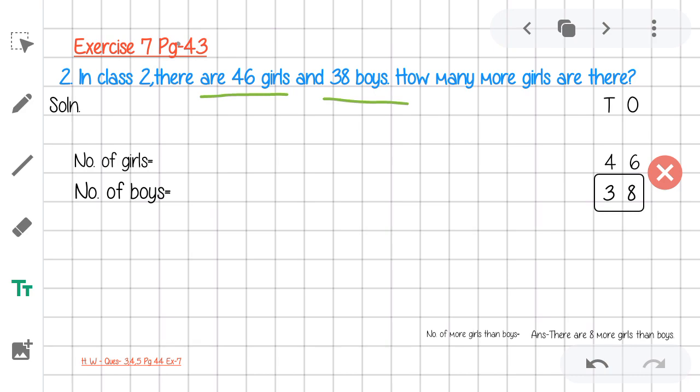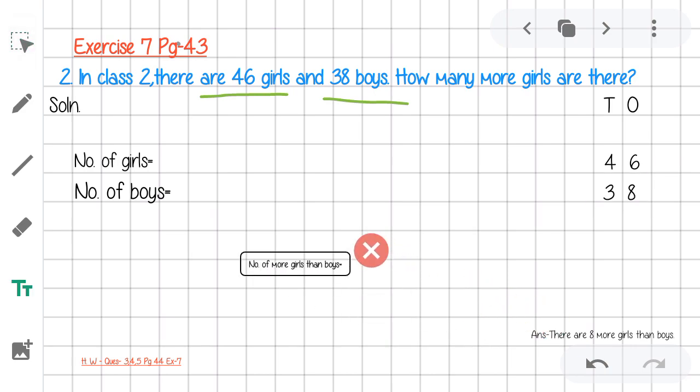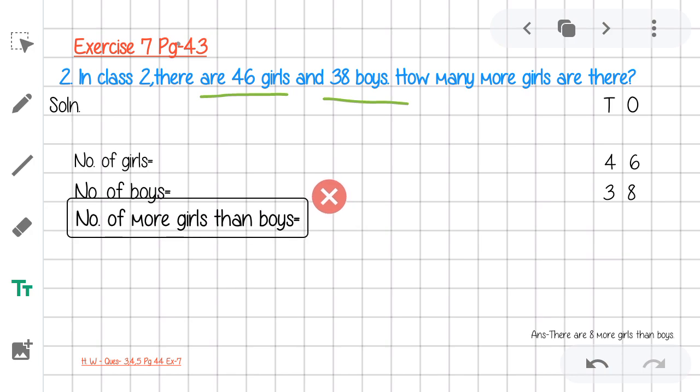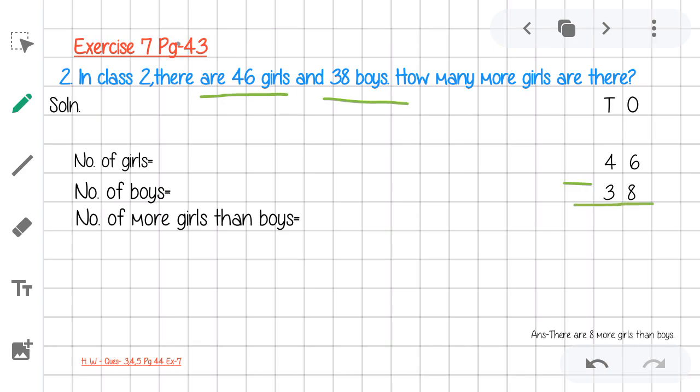Okay. Now we have already seen that we have to subtract here to find the answer. So the third step that we will write is number of more girls than boys. So here we can find it by, we'll put a minus sign here. We'll draw two lines and then we can subtract.